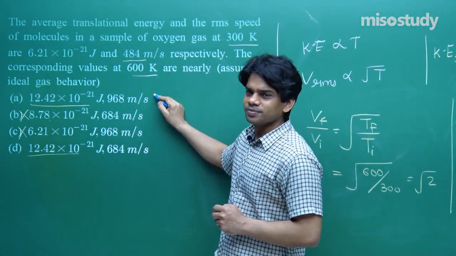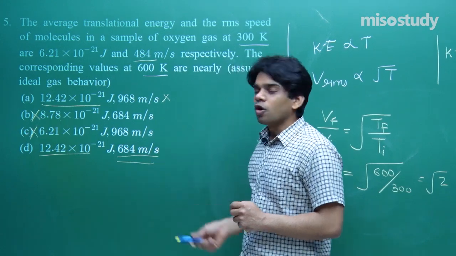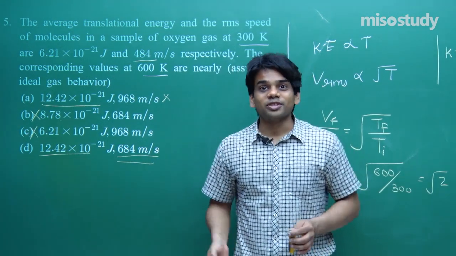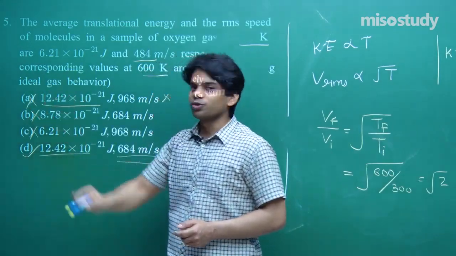So this won't be the answer. This cannot be an answer. The only option left will be this. This is the most probable option. Although you may not get exactly 684 meter per second, this is the more appropriate answer. So you have to check option number D. You have to cancel option number A.